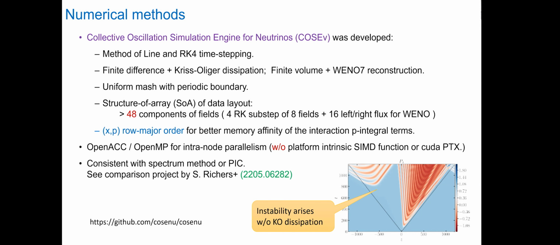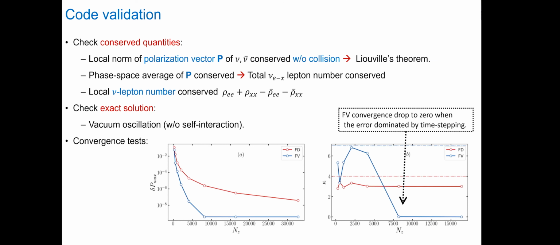Basically, for the implementation, we took a very conservative OpenACC and OpenMP parallelization without using any advanced things like SIMD functions or CUDA pipes. And recently, we also joined a code comparison project with other groups, where they use different kinds of numerical methods, and we basically get very consistent results.